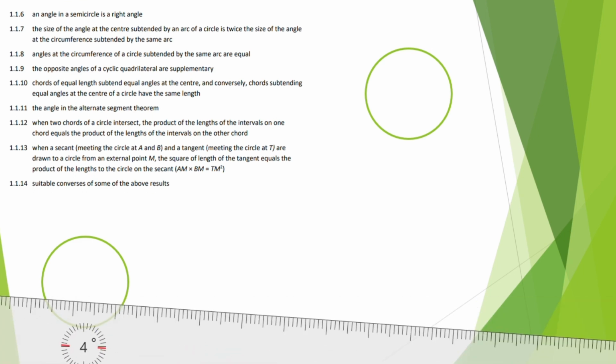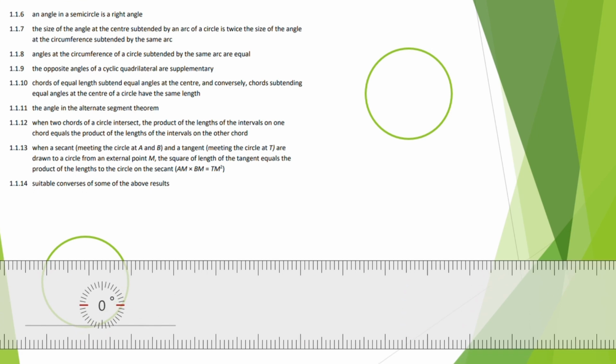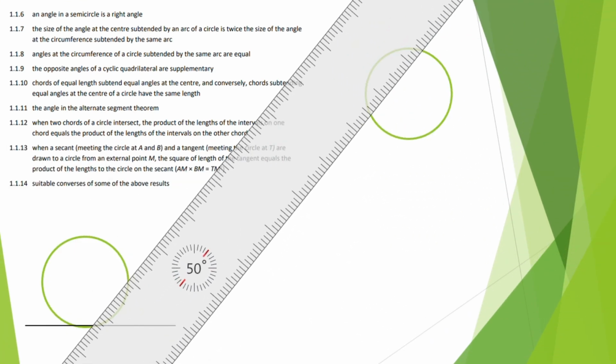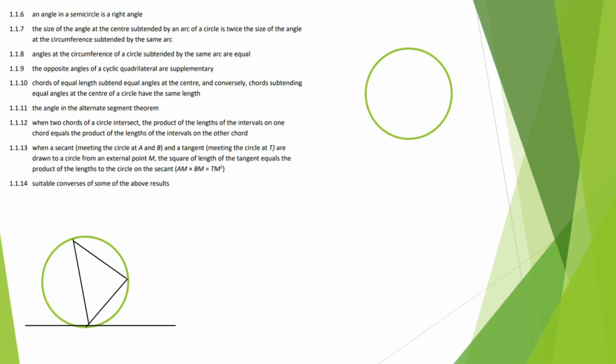Okay, now the final theorem I'm going to go over is the alternate segment theorem. What the alternate segment theorem is, that's supposed to be a tangent there, by the way, sorry. So this is a triangle that has its vertices at the circumference of the circle. So if this is theta here, then this angle here will also be theta. This is what the alternate segment theorem says.